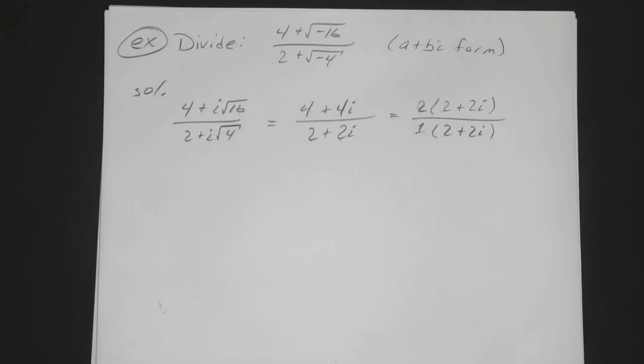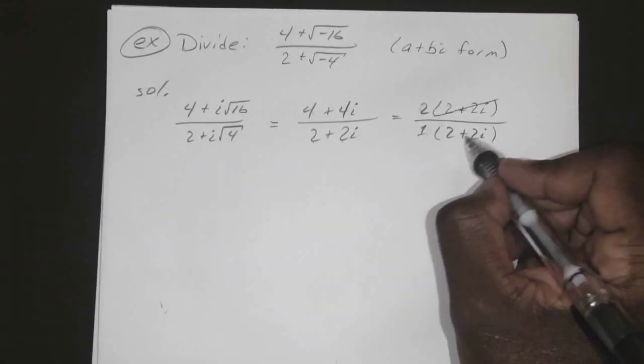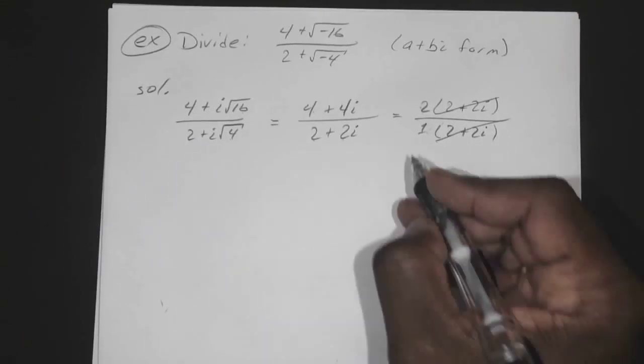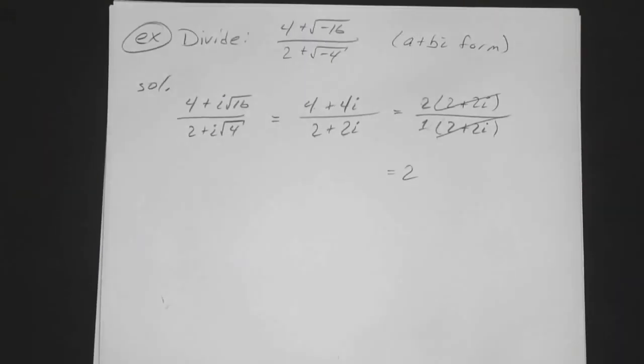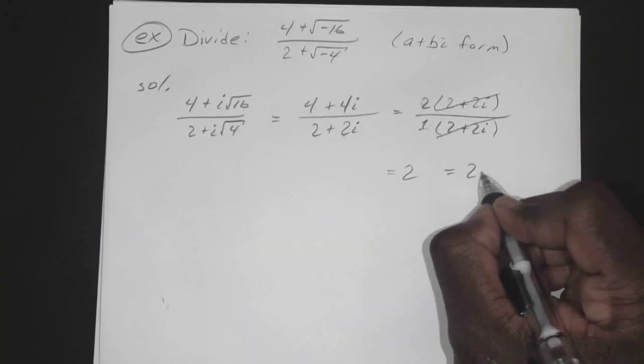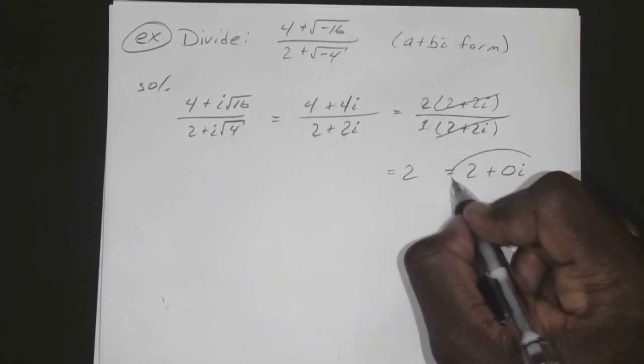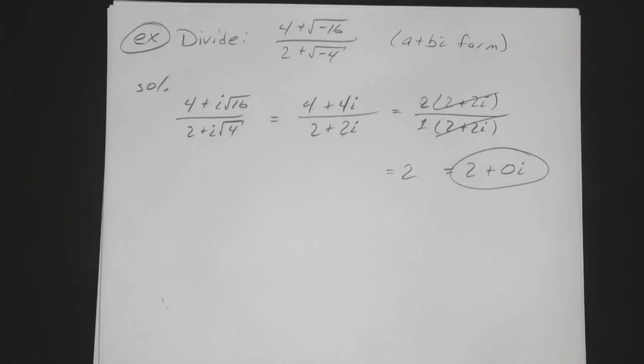Okay, so now your 2 plus 2i's can just cancel each other out. So you're just left with 2, or 2 plus 0i. Now if you did it the other way, it would still work out to that, just a lot more work. You could have multiplied it by 2 minus 2i over 2 minus 2i and it still would have worked out. Any questions on that one?